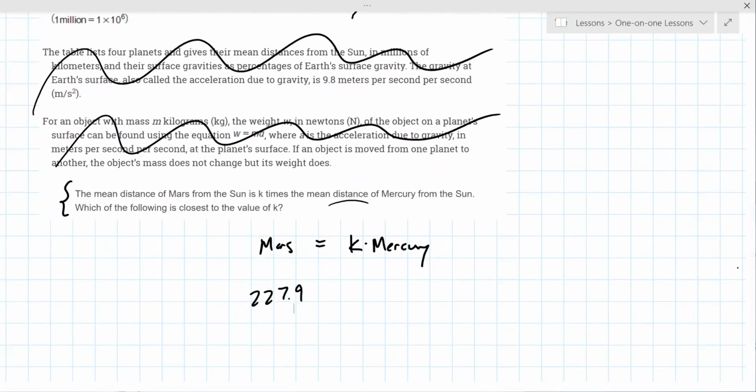So Mars is 227.9. I'm just grabbing that from the table here. Equals k times 57.9. Okay, so go ahead and solve this for k. You've got a calculator, grab that. You'll get the answer here. And then I've got some problems we can do like this that I think are better questions, but obviously they don't take my questions for this. So just dividing 227 by 57. Yep. 3.9. Yep, and that ends up being letter D.